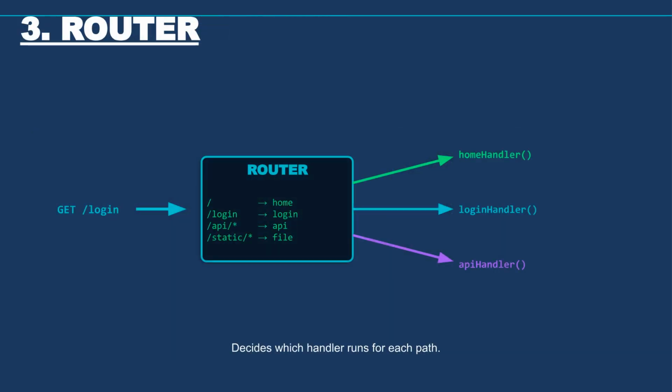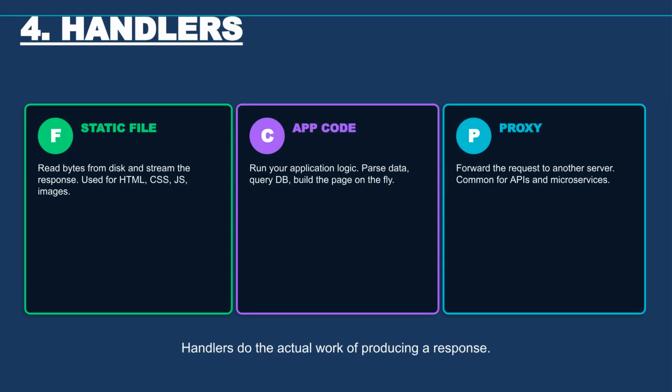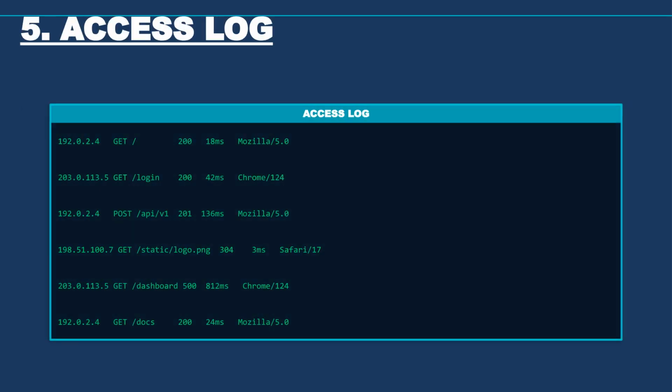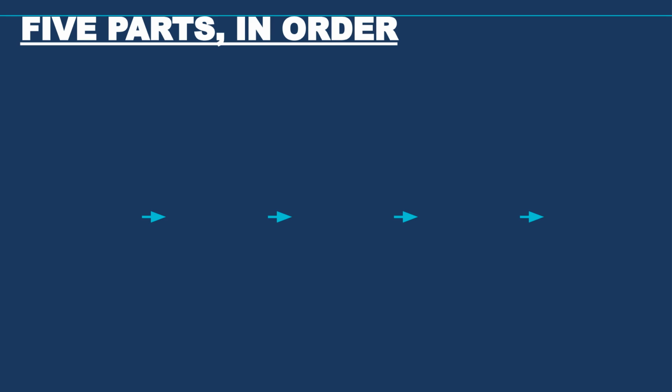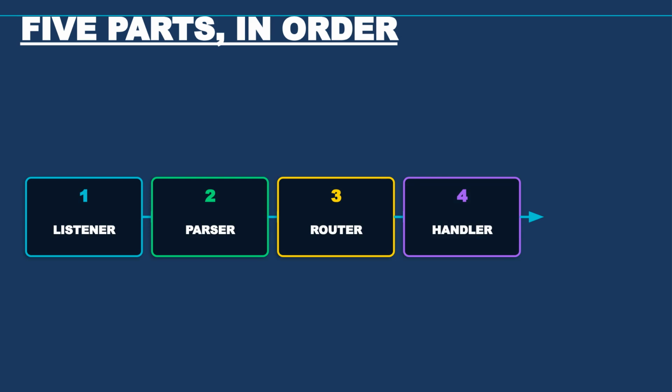The router examines the path from the structured request and decides which application code or content handler should process that specific request. It links URLs to functions. Handlers perform the actual work of generating a response. They can be for static files, application code logic, or acting as a proxy to forward requests to other servers. Finally, the access log records every request handled by the server, including IP address, path, status, and response time. This is vital for monitoring and debugging. To summarize, these 5 components work sequentially on every request: listener, parser, router, handler, and logger.